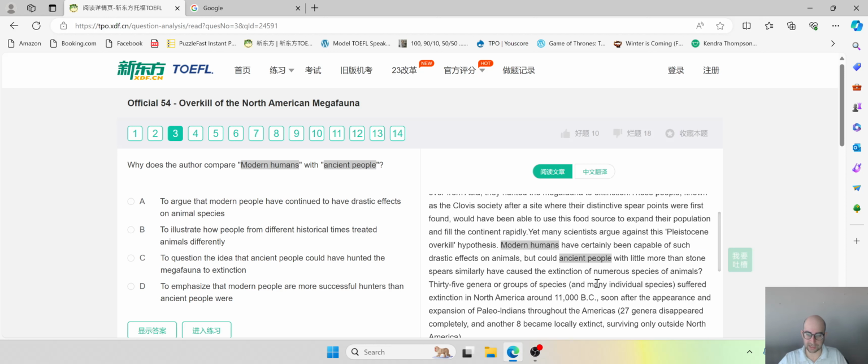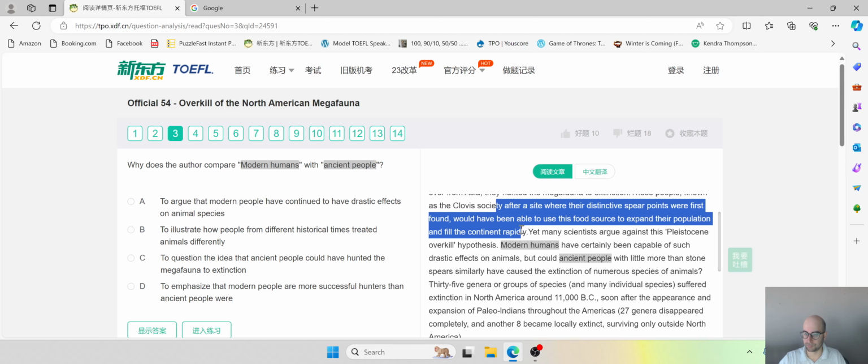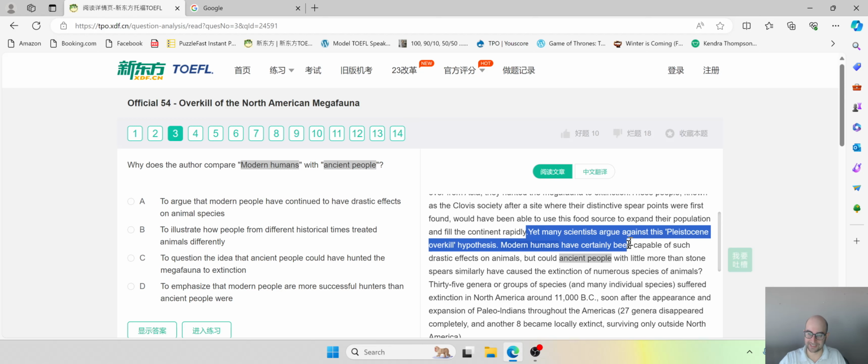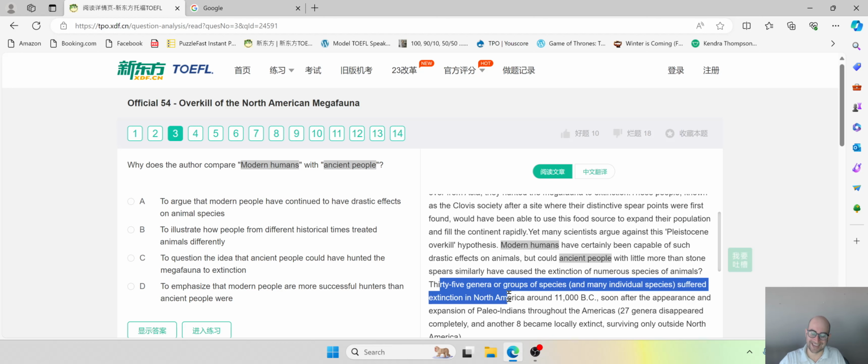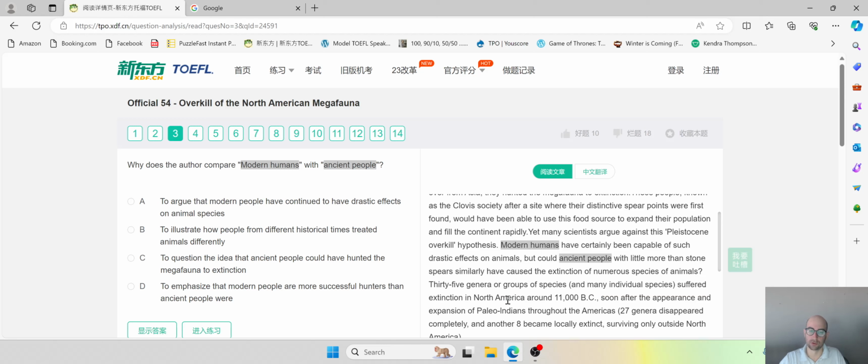Once you've picked up on the clue, then you're going to check the options. Sometimes you might have to just read the sentence before it and the sentence that contains it, and that's enough. Other times you might have to go further and read the sentence after it as well to really know what's going on here. Okay, anyway, so yet many scientists argue against this Pleistocene overkill hypothesis. Now, what's going on here? Modern humans have certainly been capable of such drastic effects on animals. Okay, so this is some kind of statement.